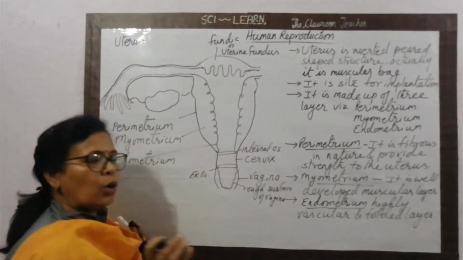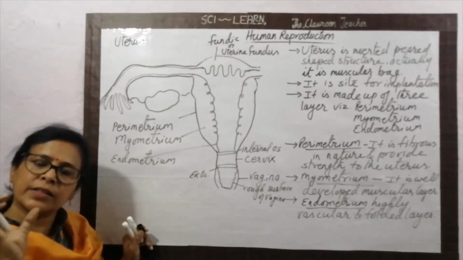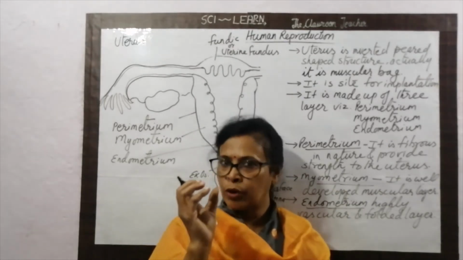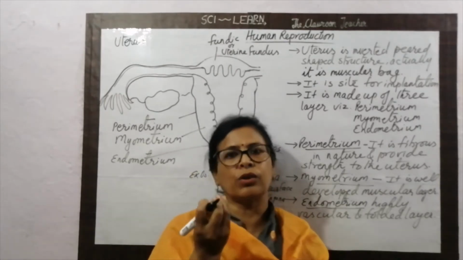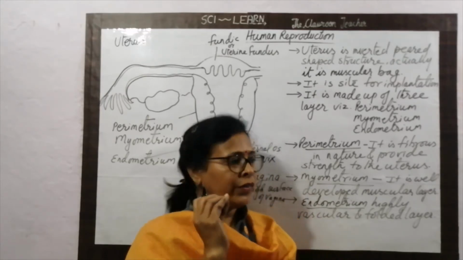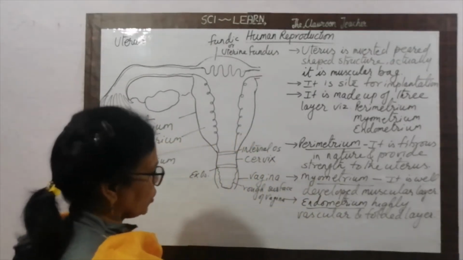The vagina is actually the opening part of the uterus. The opening part of the uterus is called the vagina. The vagina is very important. Why is it important? The vagina has to perform 2 functions.